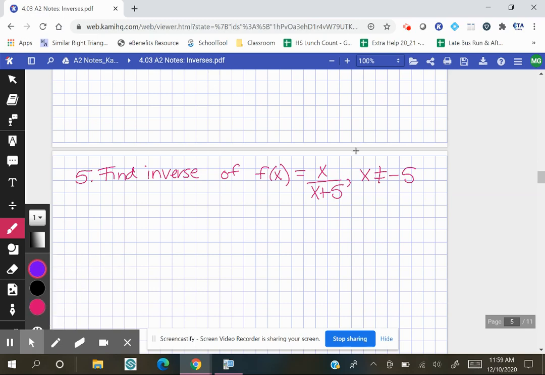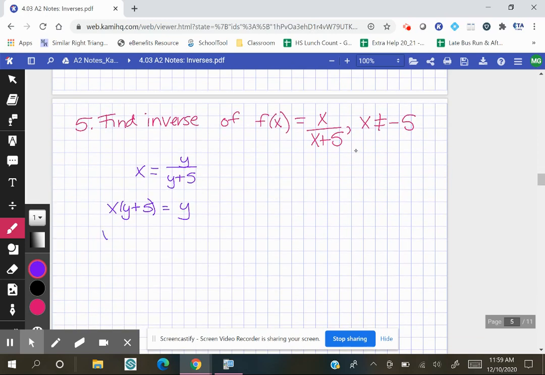All right, so for this one, same idea. Put your y in first, switch your x and your y, so you should end up with x equals y over y plus 5. You're going to multiply both sides by your y plus 5. Distribute your x.